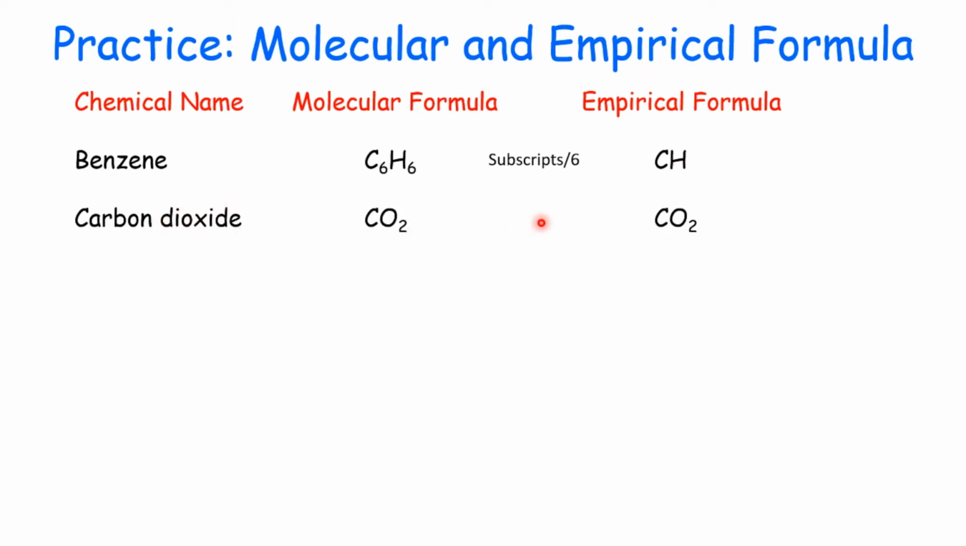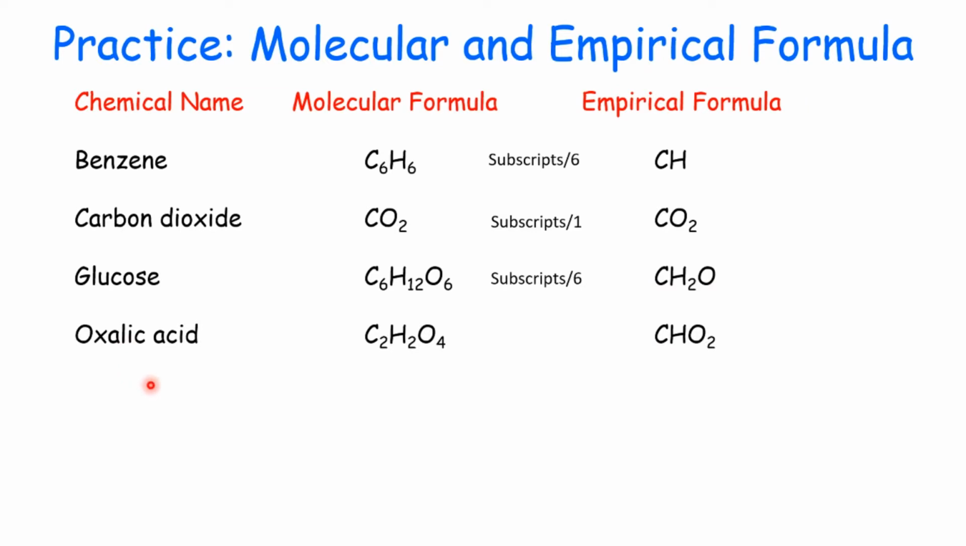Carbon dioxide. Carbon's subscript in this one is 1, even though it does not show. So therefore, in this case, molecular and the empirical formulas are the same. Glucose, here's the molecular formula, and we divide all of the subscripts by the smallest number, which is 6 in this one. So then you have CH2O, that's the empirical formula for glucose. Oxalic acid, divide everything by 2, you have CHO2.